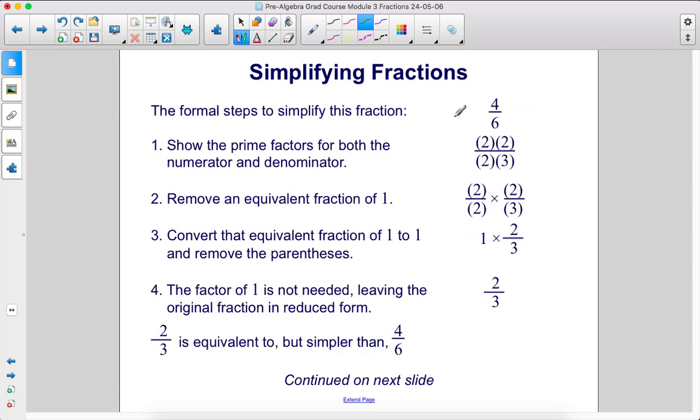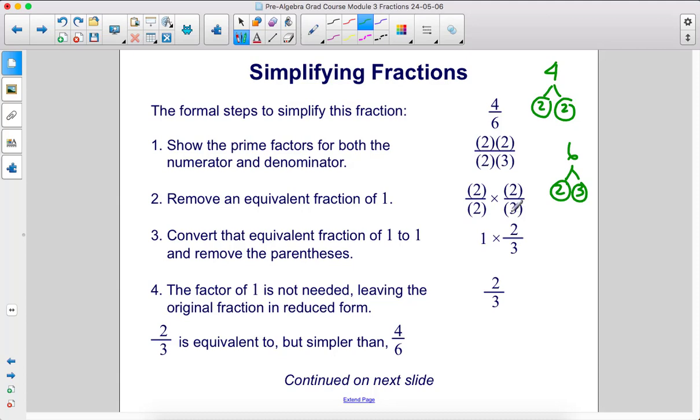Here are the formal steps to simplify this fraction, 4 over 6. So first you're going to break down each of these numbers into their prime factors. So 4 can be rewritten as 2 times 2, right? Remember these trees? 2 times 2. And 6 can be written as 2 times 3. So therefore we have 2 times 2 in the numerator, 2 times 3 in the denominator.